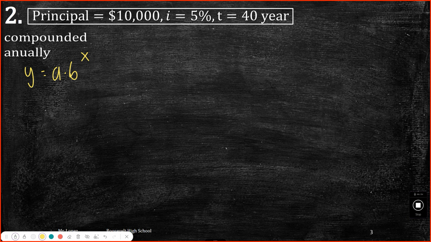All right, so now this y would change to the value of your investment. Let's go with v of t. So the value of your investment will equal to a. What does a represent? 10,000, your initial investment.